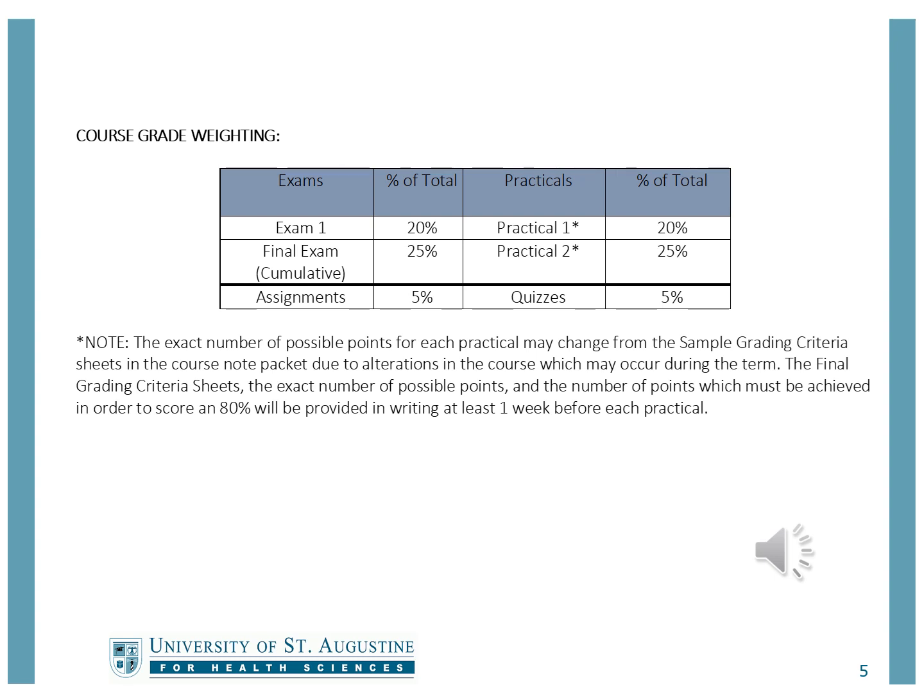As previously stated on the last slide, this is the weighting of the course. Your final grade has different components. You have your written exams, which are a midterm and a final, 20 and 25% respectively. Practical 1 is 20%, practical 2 is 25%, and assignments and quizzes are 5% apiece.